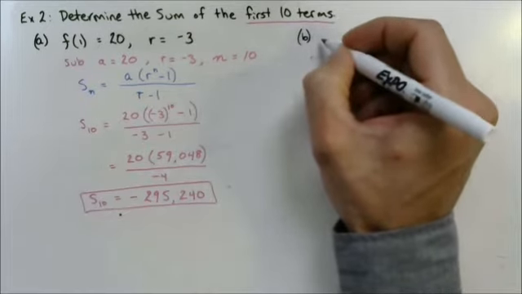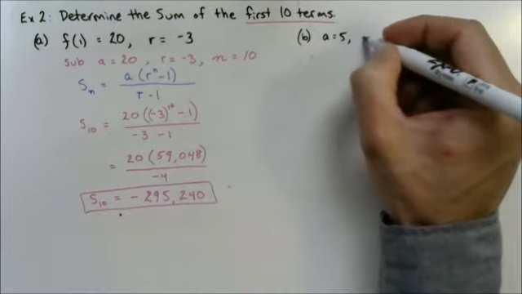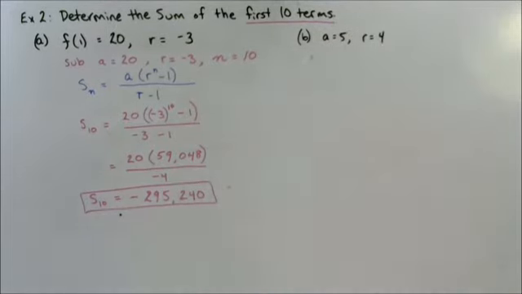Okay, I'm going to move over here and do B. In B, they tell us that a is 5 and r is 4. Go ahead and try it yourself. Press pause, try it yourself, and then check back here to see how you did.